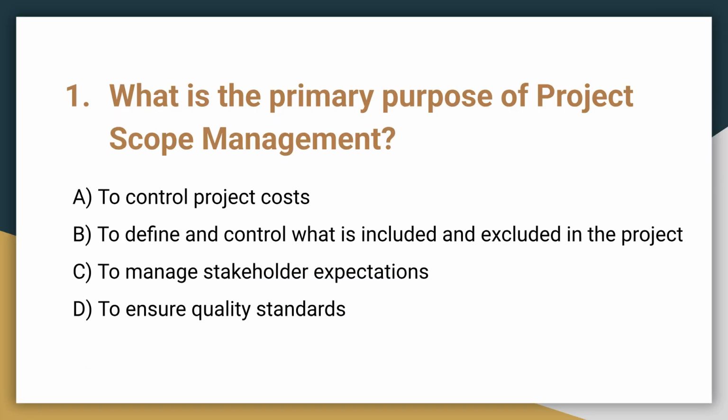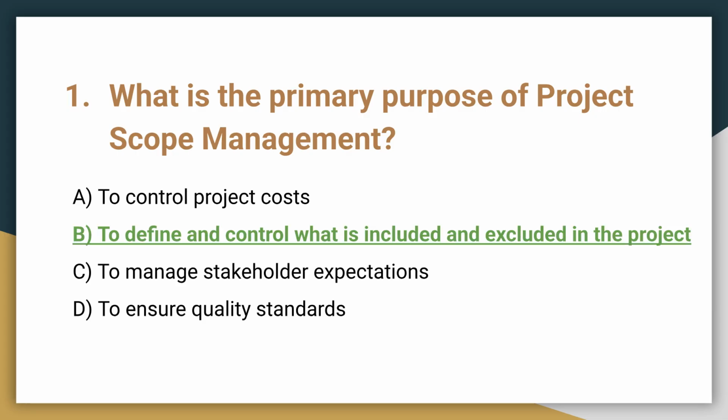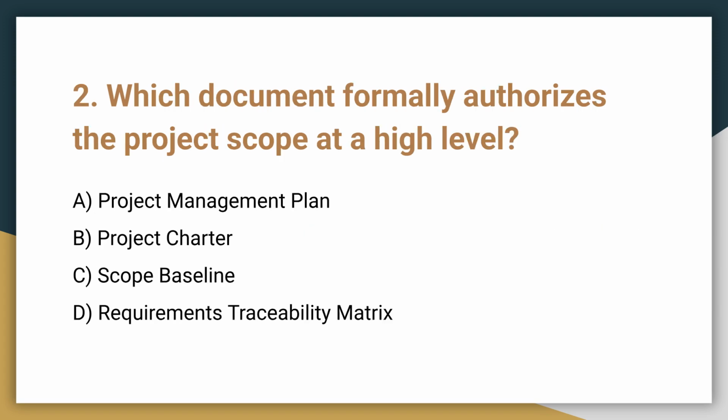Question 1. What is the primary purpose of Project Scope Management? The options are A. To control project costs, B. To define and control what is included and excluded in the project, C. To manage stakeholder expectations, or D. To ensure quality standards. The correct answer is B. Scope management's primary purpose is to define and control what is included and excluded in the project, ensuring only what is required is delivered.